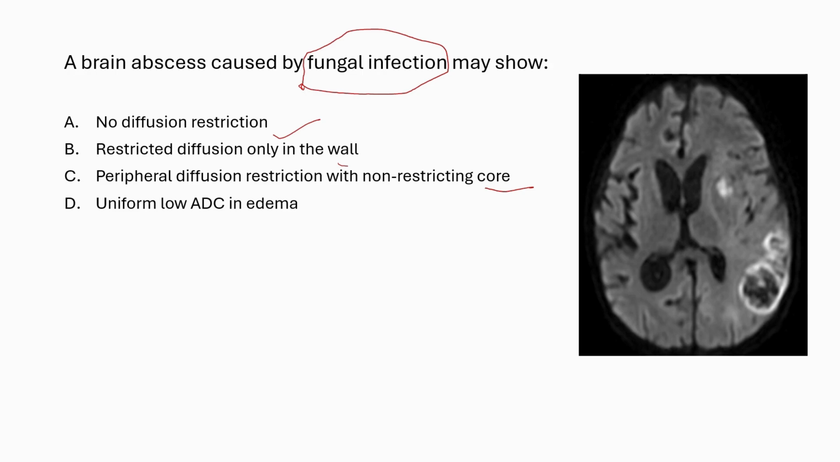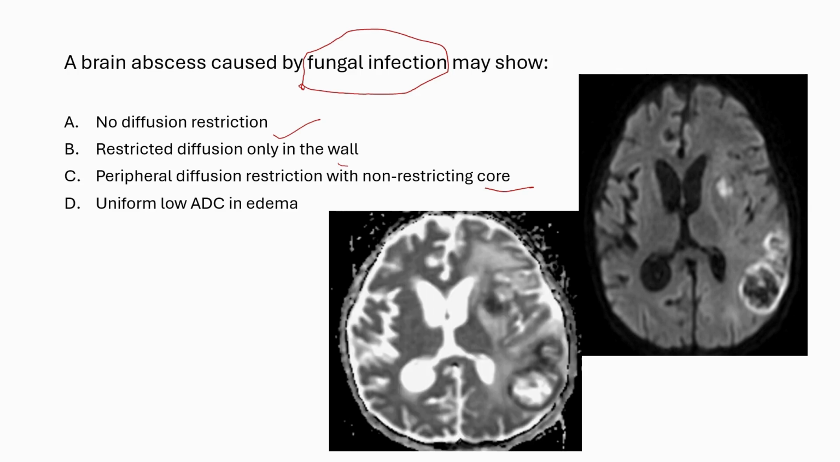In this image we can see that there is a hyperintensity in the periphery of the lesion in DWI. In this image we can see the low signal intensity in the periphery of the lesion, and there is high signal intensity in the center in ADC, and DWI shows low signal intensity in the center. This is called facilitated diffusion, and the periphery has low signal intensity, so peripheral diffusion restriction. So what is the answer? That is the peripheral diffusion restriction with non-restricting core.